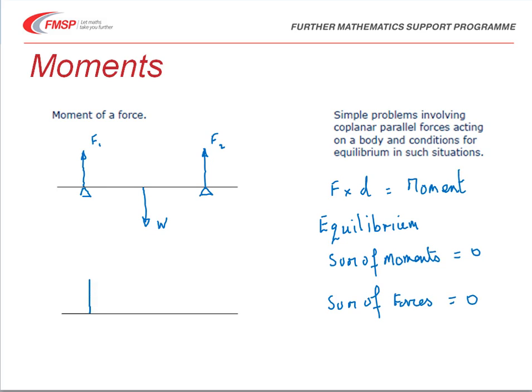An equivalent situation might be where a beam is supported by two cables, where we have tensions in the cables, and again the weight of the beam at its centre. So those are the basic ideas involved, and we'll now look at a couple of questions to illustrate those ideas.